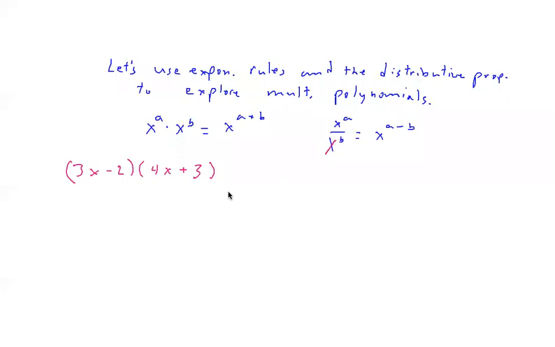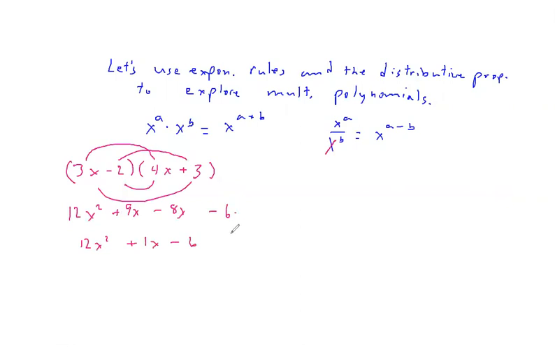Now you try it either way, either the one over the other way, or the FOIL method. Go back and see what you get. Well, if I use the FOIL method, I'll have 12x squared over here, and in the back I'll have 6, and here in the middle I'll have positive 9x minus 8x, so I'm going to get 12x squared plus 1x minus 6.